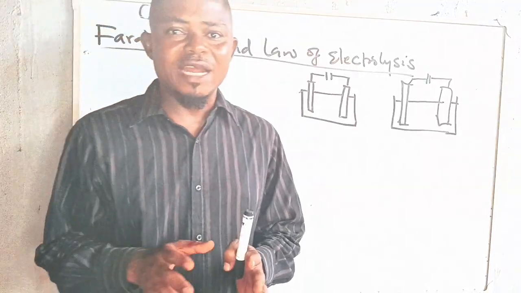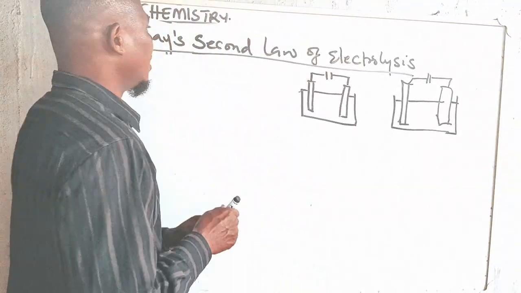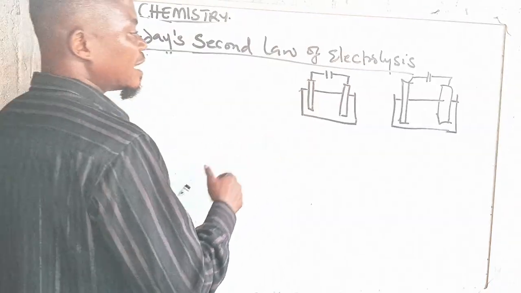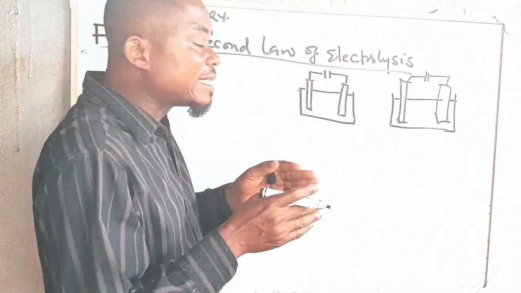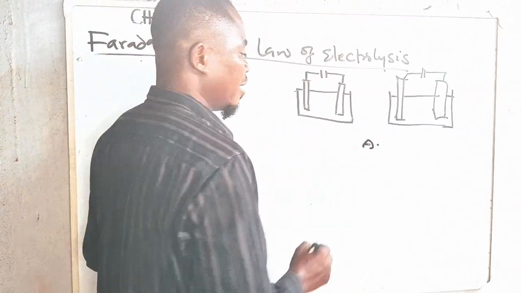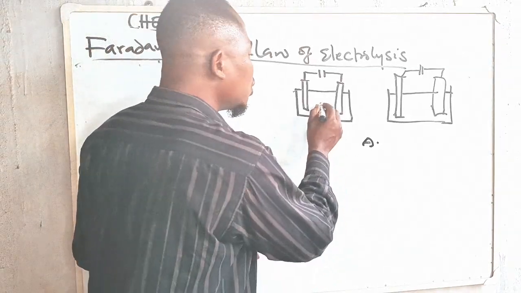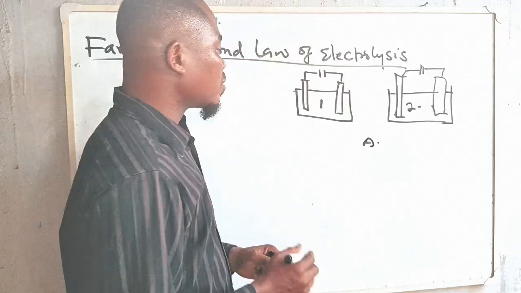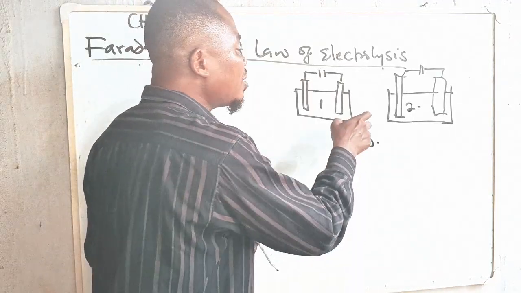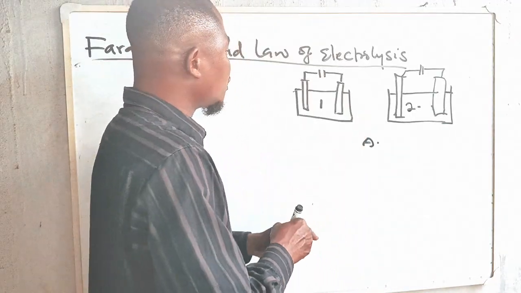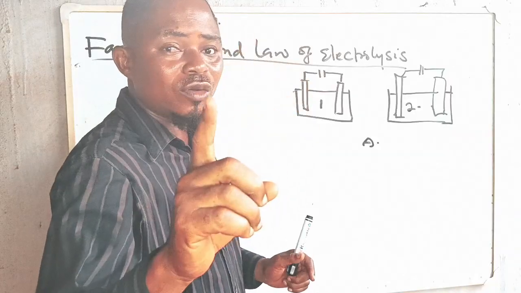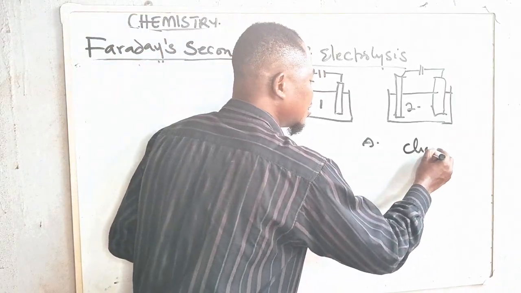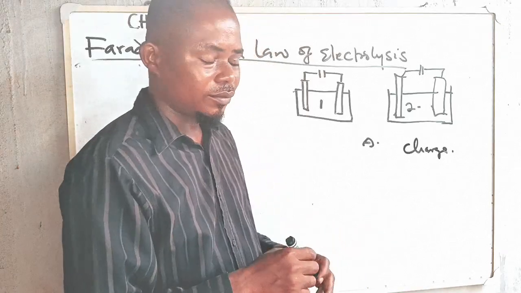Look at Faraday's second law of electrolysis. What does it say? It says that when you pass the same quantity of electricity, say A, through two different electrolytes, 1 and 2, Faraday discovered that the amount of substance deposited at the electrode will be inversely proportional to what? The charge of the ion.